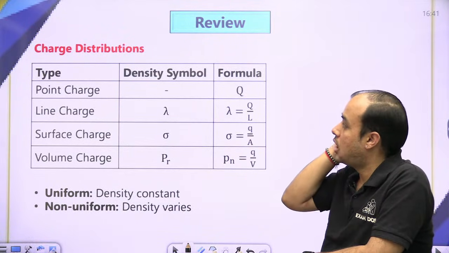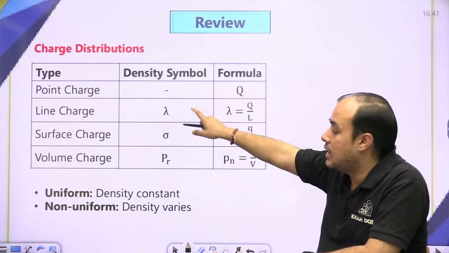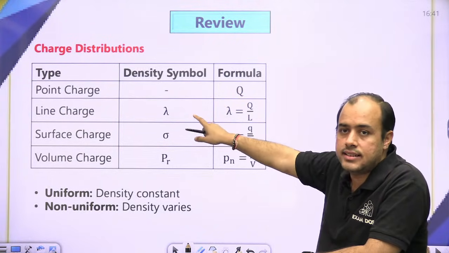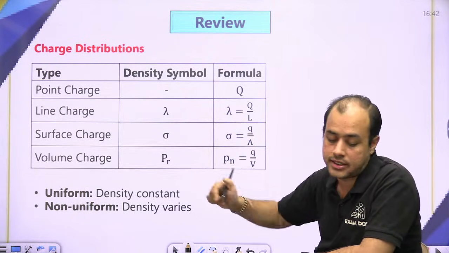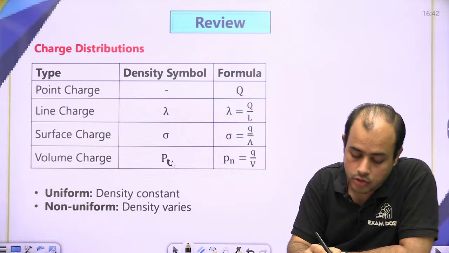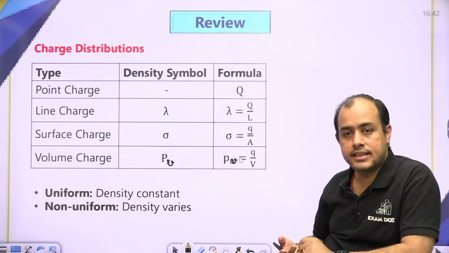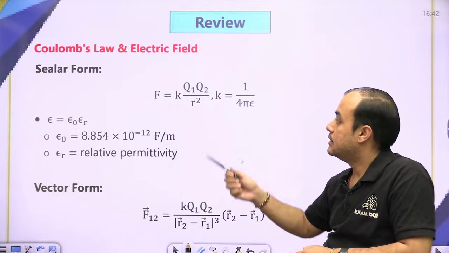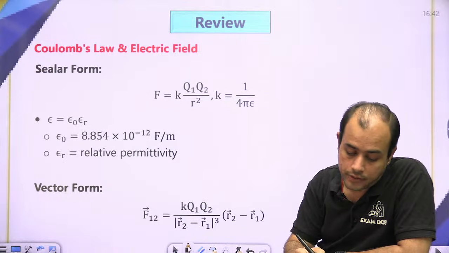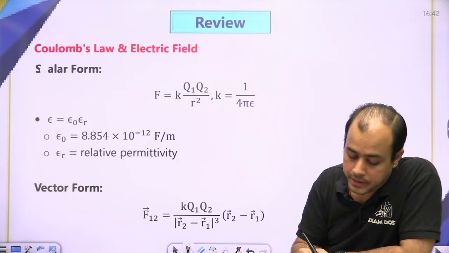Okay. Now for charge distribution, point charge, we show it as Q. Line charge, charge density is Q by L. Surface charge, Q by area. Volume charge, Q by volume. Uniform means density is constant. Non-uniform means density varies.